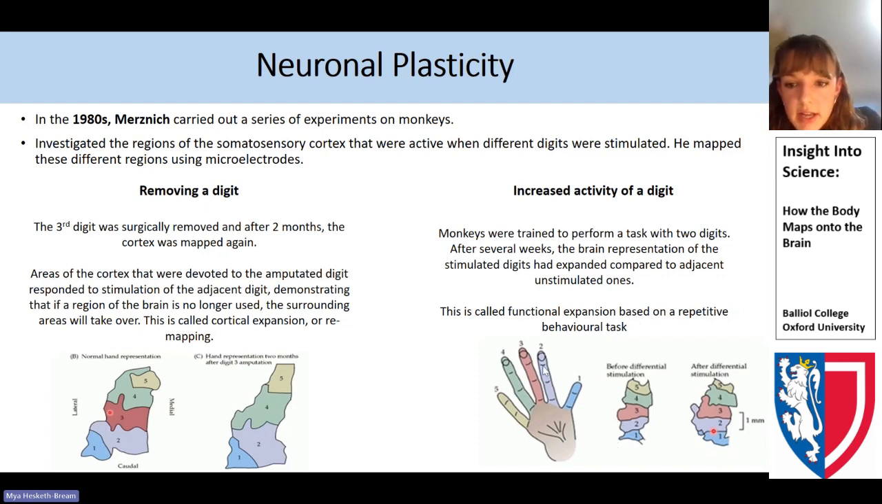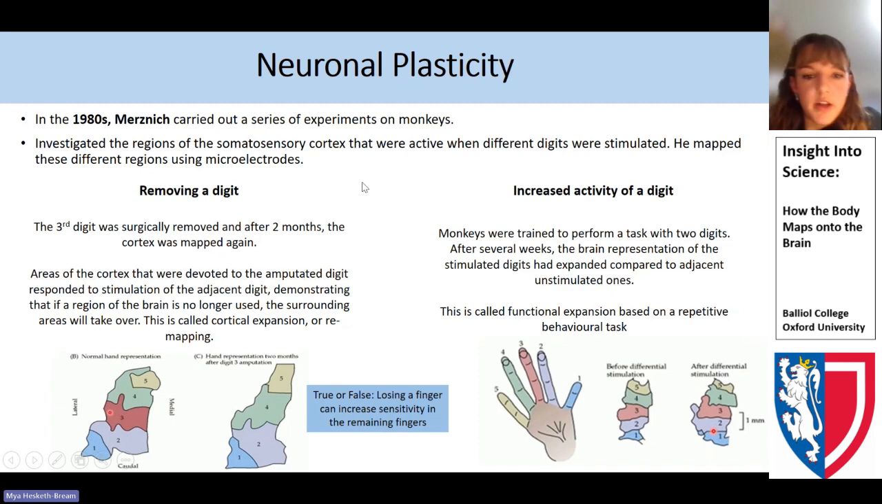So as you can see down here, the monkey used digits 2 and 3 much, much more. And so the brain space that's represented for those digits is now much bigger. So it's just the opposite of what happens when you remove a digit. So, another quiz now, true or false? Losing a finger can increase sensitivity in the remaining fingers.